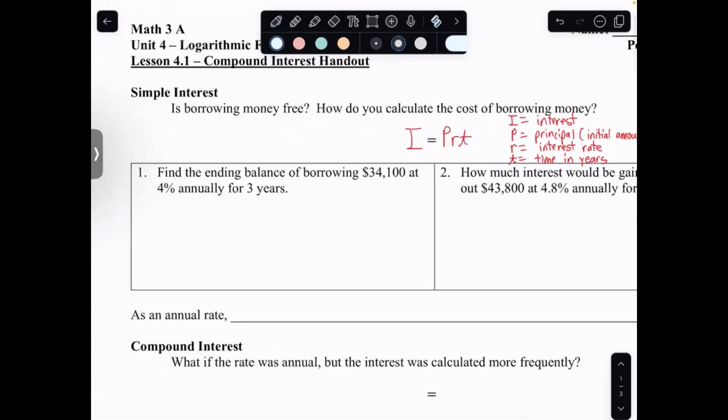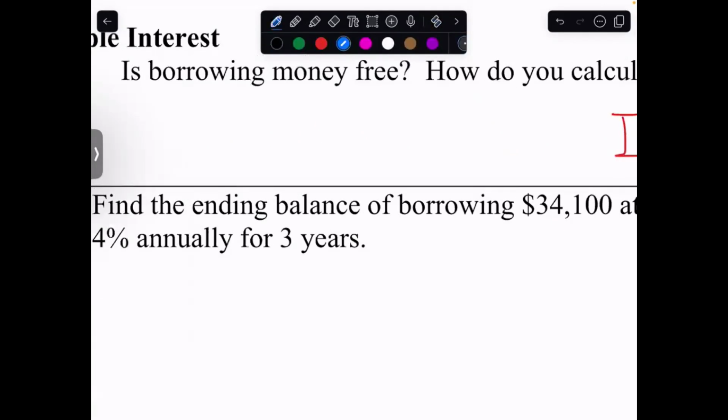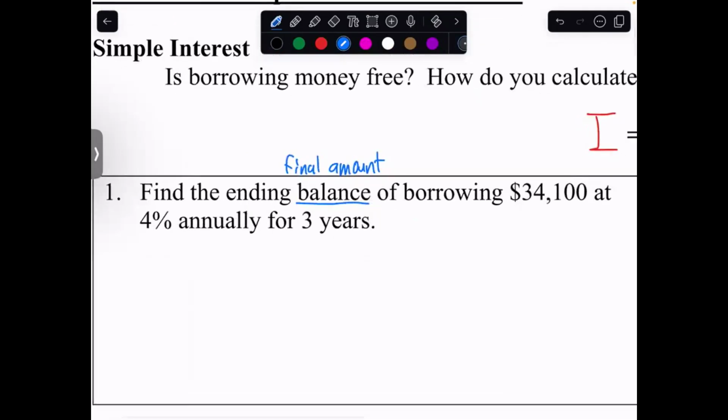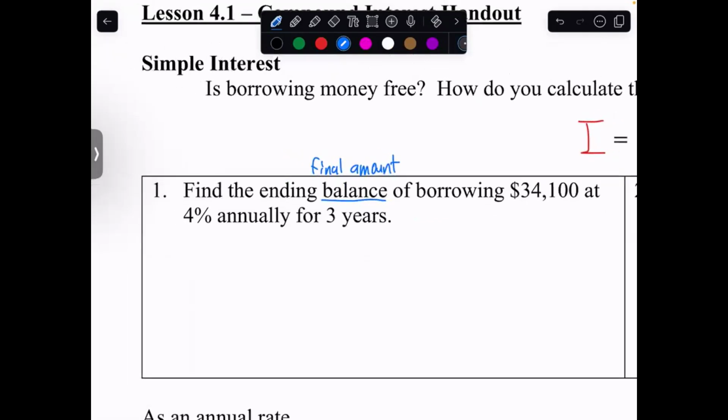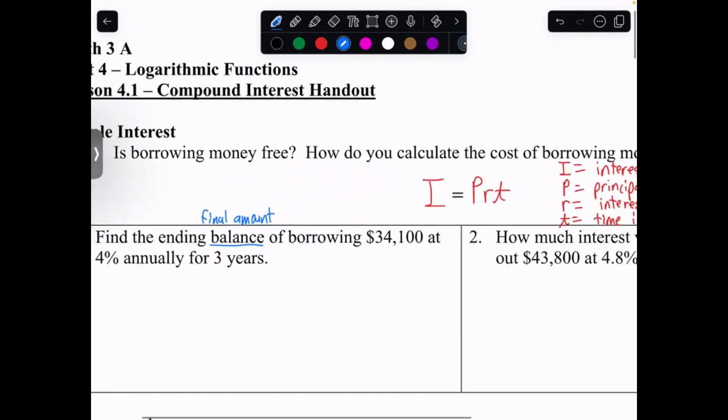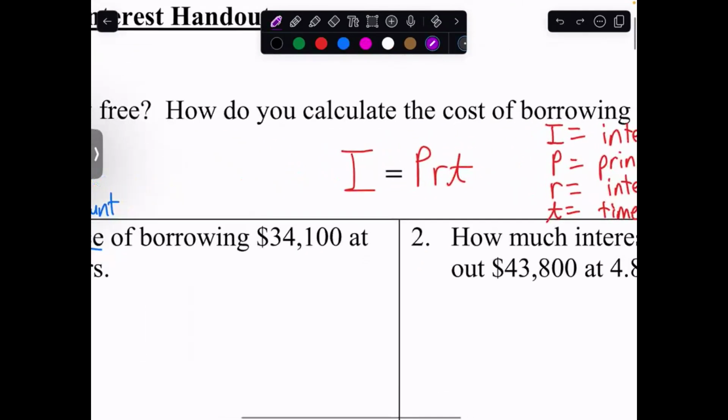Okay, find the ending balance. Balance is another word that you should know. After all the changes have been applied, whether increases or decreases, the balance is the final amount. So, of borrowing $34,100 at 4% annually for 3 years. The starting amount, the amount that you initially borrow, is $34,100. So that will represent the principal.